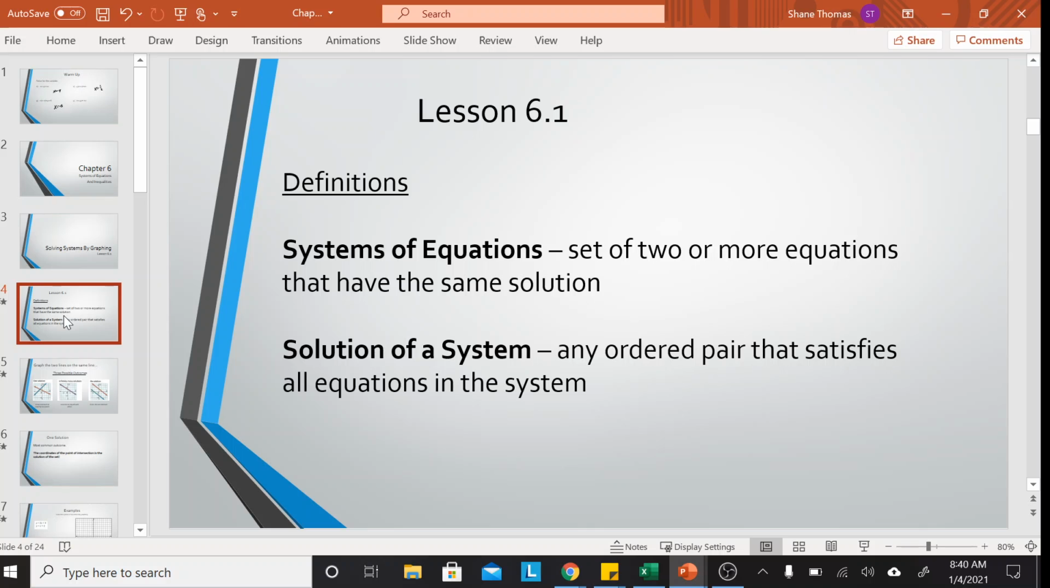And then, like I said, a solution is any ordered pair that satisfies all equations in the system. Now, ordered pair, remember, our most common ordered pair is an XY point. All right? X comes first, Y comes second. And that's how we can write our final answers here as well.